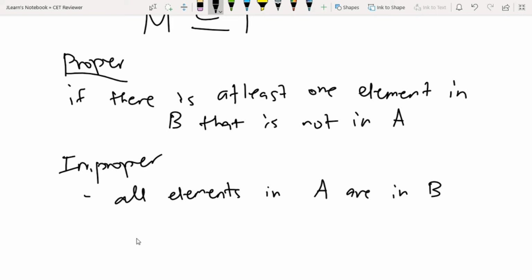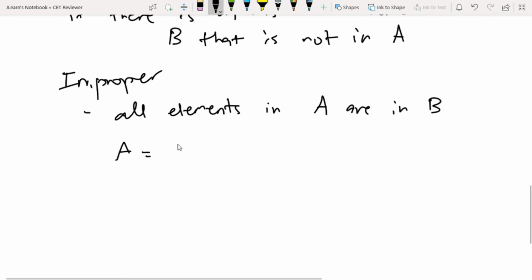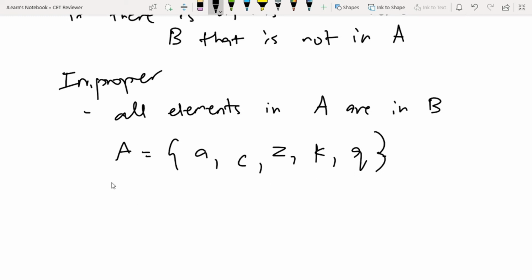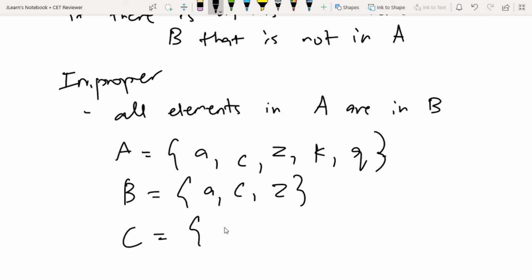Okay? So for example, I have the set A equal to A, C, Z, K, Q. Let's call B a proper subset: A, C, and Z. So, B is a proper subset of A. But suppose you have a subset C: A, C, Z, K, Q. Basically, all elements of C are in A.